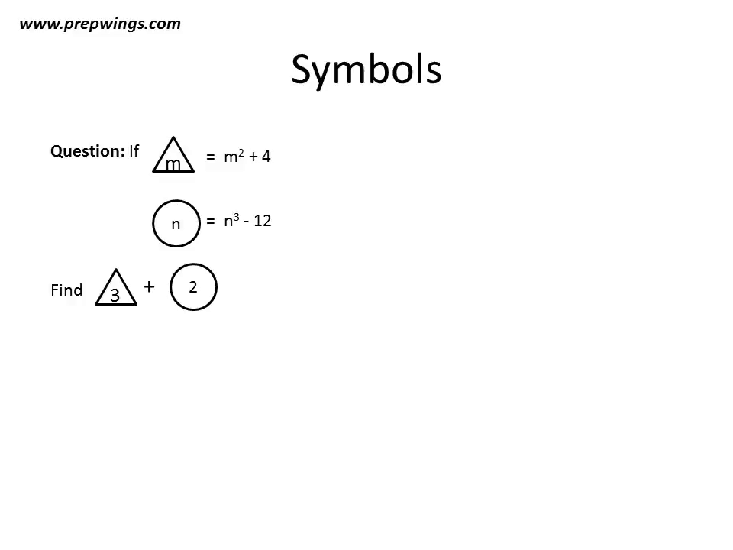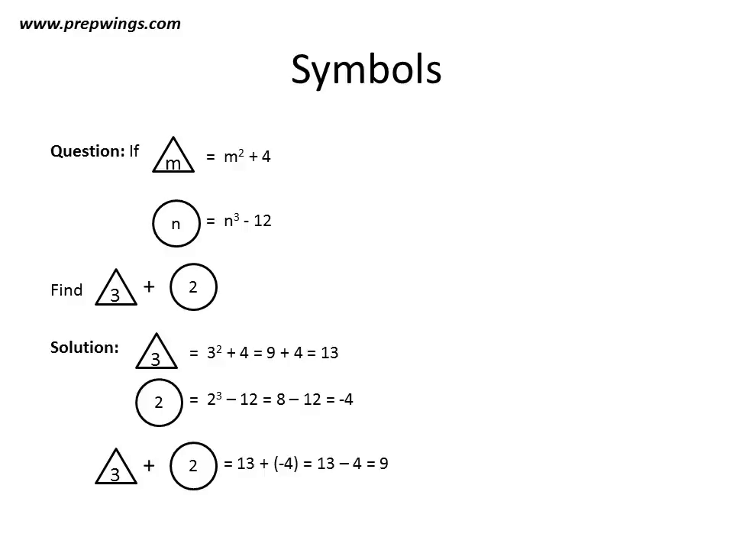Now we'll do a question on symbols. The question says if triangle with m inside is equal to m square plus 4 and circle with n inside is n cube minus 12, find the value of 3 inside the triangle plus 2 inside the circle. So now 3 inside the triangle will be equal to 3 square plus 4, because m inside the triangle is m square plus 4. So 3 inside the triangle is 3 square plus 4, which is 13.